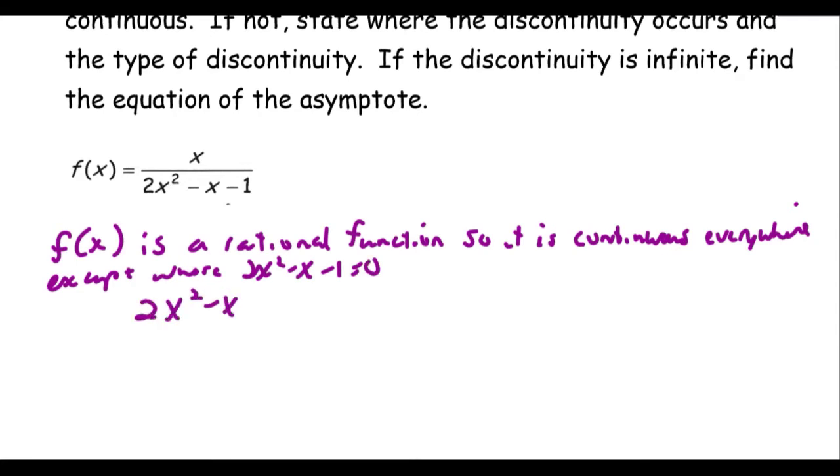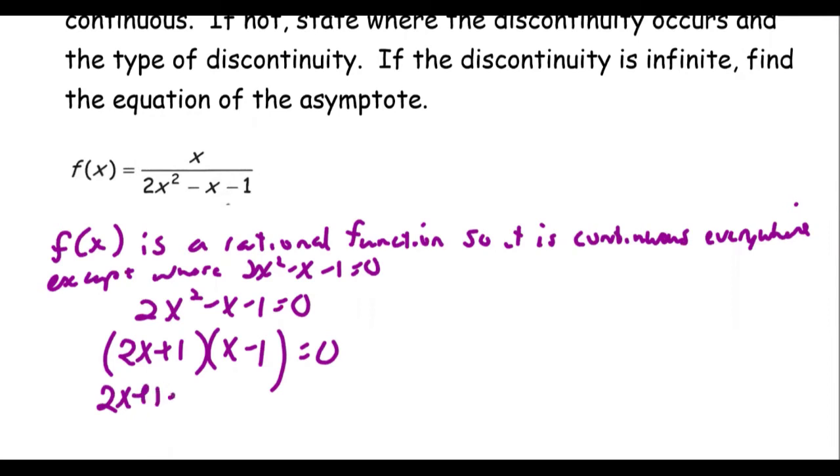2x squared minus x minus 1 equals 0. So we need to try to solve that. That's a factor. We can figure it out. 2x plus 1, x minus 1. All right, so 2x plus 1 equals 0, so x is equal to negative 1/2. x minus 1 equals 0, so x is equal to 1.